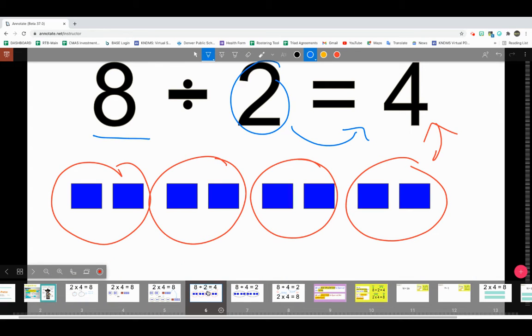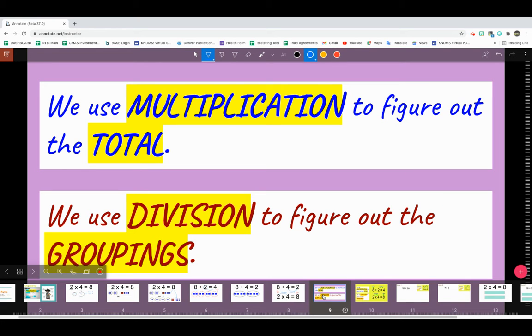I'm trying to figure out a grouping. I'm either trying to figure out how many groups I can make or how many are in each group. Regardless of that fact, I know that multiplication is used to find the total of something. Division is used to find the grouping. When we think about that understanding, we're going to use this understanding to do our math today.